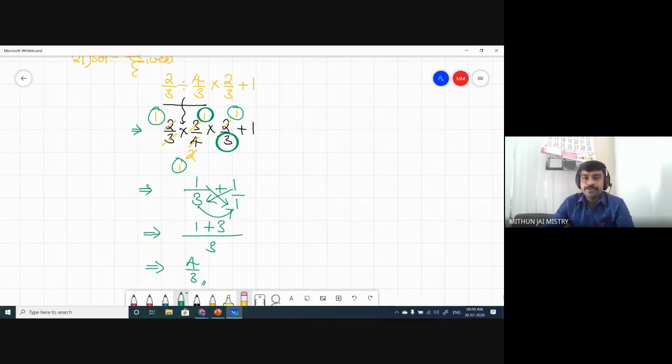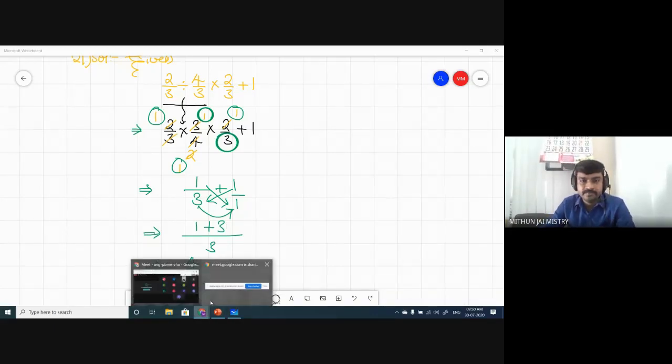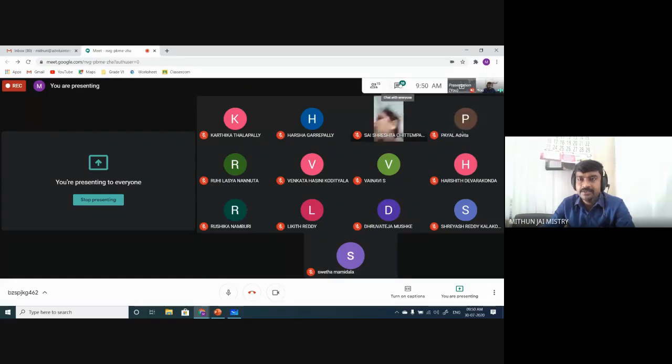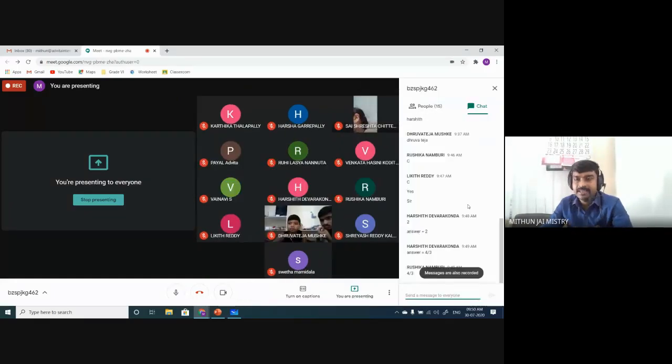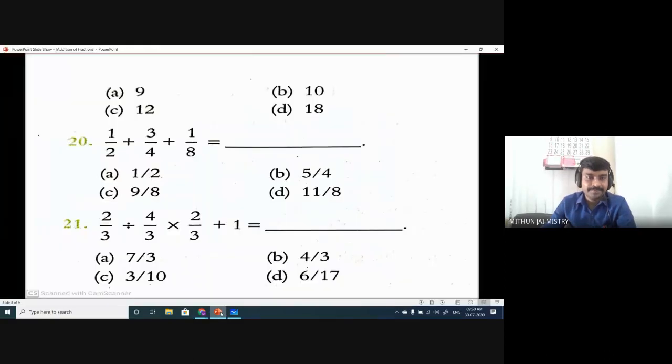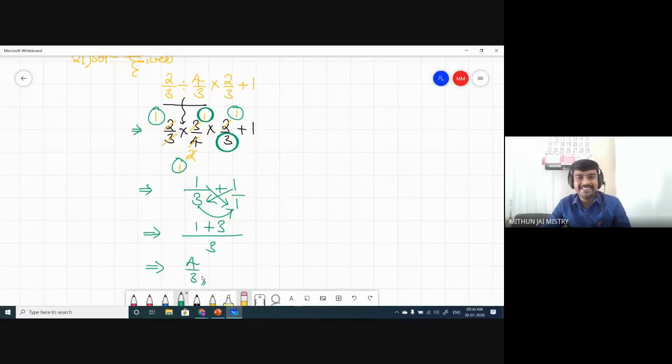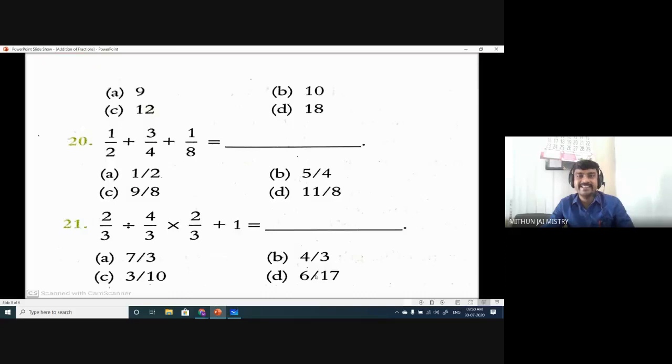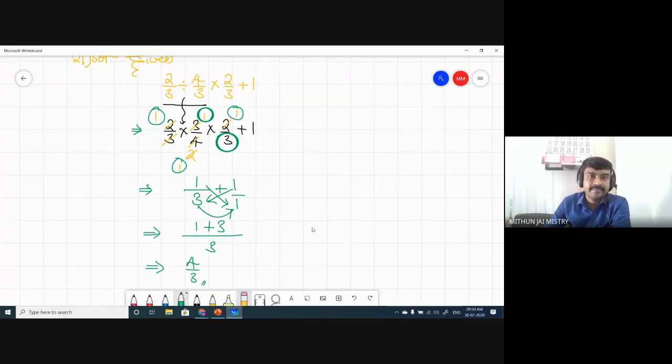Now let us see. Rushika has given the answer long ago. Answer is 4 by 3. Answer is C. So Likit, C. Okay. Let us have a look. We got C as 3 by 10. And what answer we got? 4 by 3. So where is 4 by 3? Option B. Option B is correct. 4 by 3. Please take a screenshot quickly and tell me done, sir.